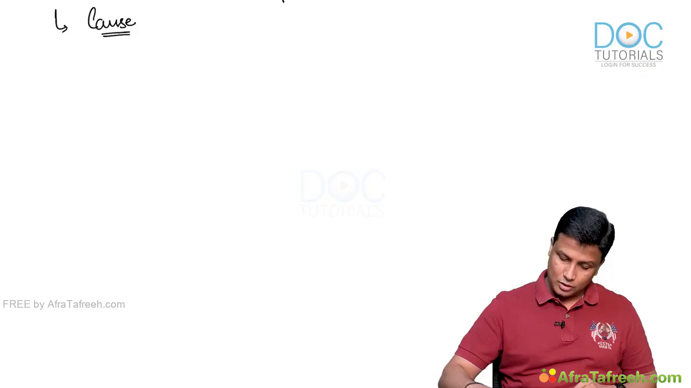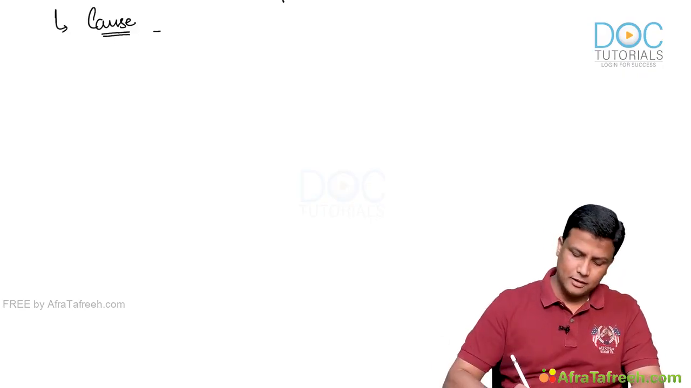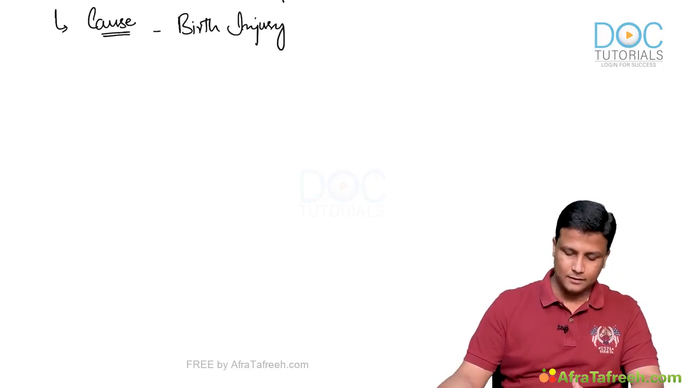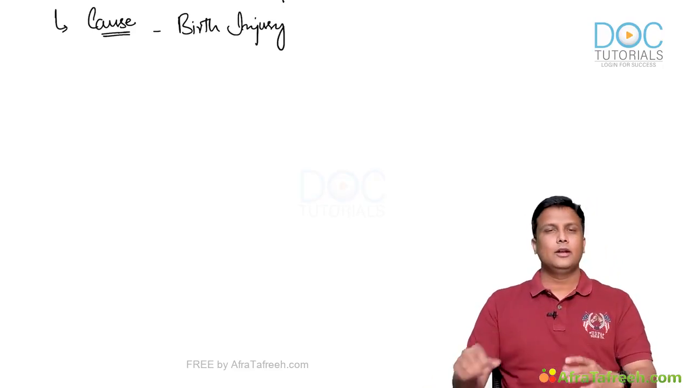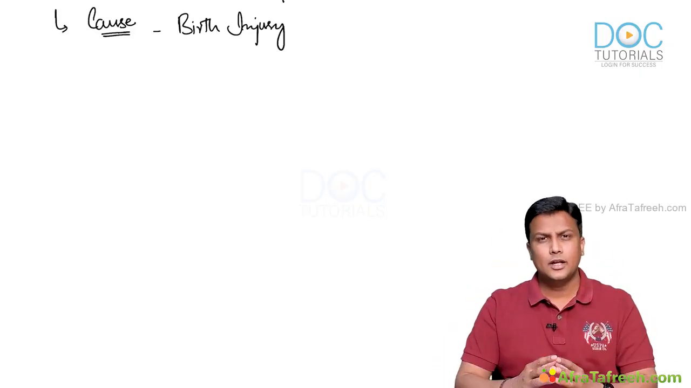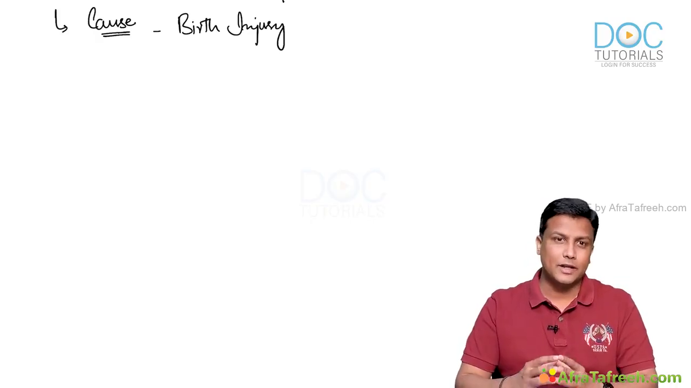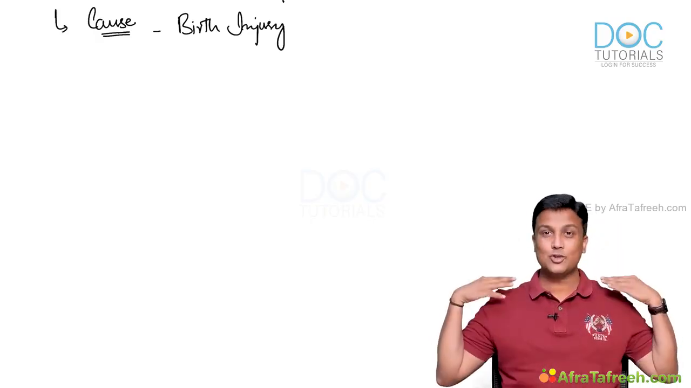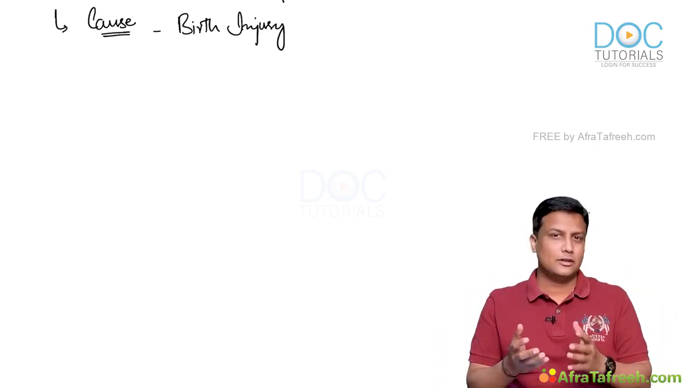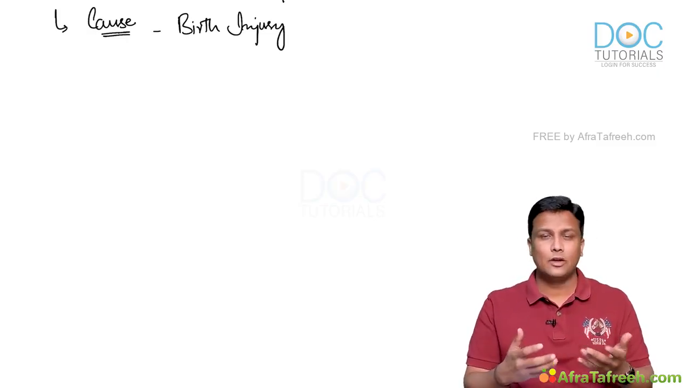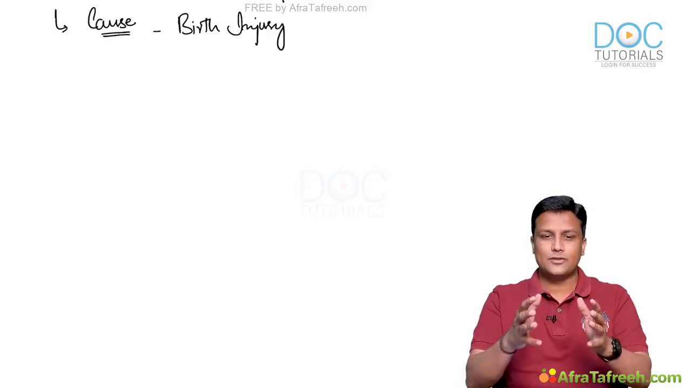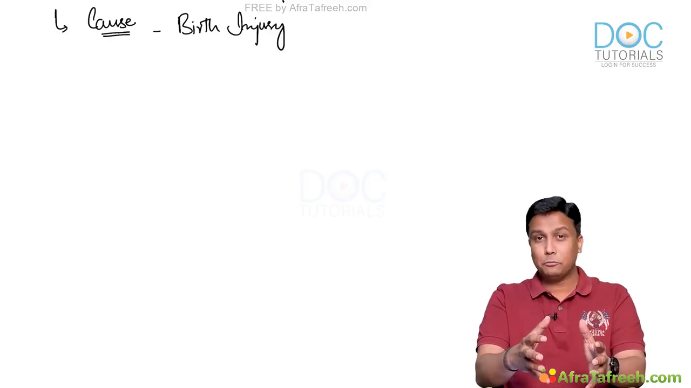Now what will be the cause of Erb's paralysis? Number 1, it can be due to a birth injury. How is it possible? During delivery, the first thing to come out will be the head of the baby. Sometimes there will be complications, like the head of the baby comes out but the shoulders are still stuck inside. An experienced doctor knows very well how to handle such complications. But if there is an inexperienced doctor, they'll just try to hold the head and keep on pulling it out, sir.